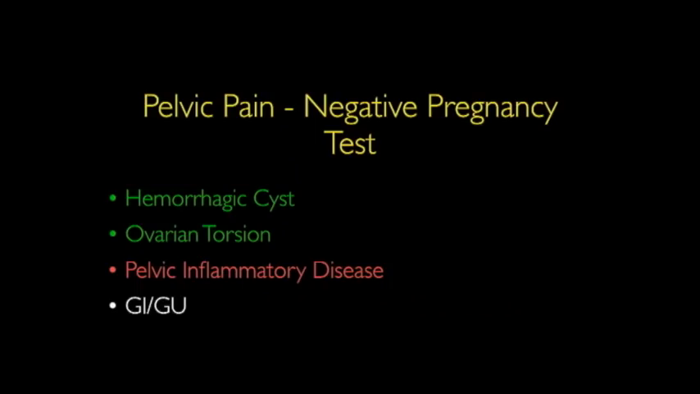There are a lot of things which can cause pelvic pain. However, I'd like to take this limited time to really discuss hemorrhagic cyst and ovarian torsion, and then touch a little bit on pelvic inflammatory disease, because these three can mimic each other. And of course, there are other causes, GI or GU etiology. However, we don't really have time to discuss those today.